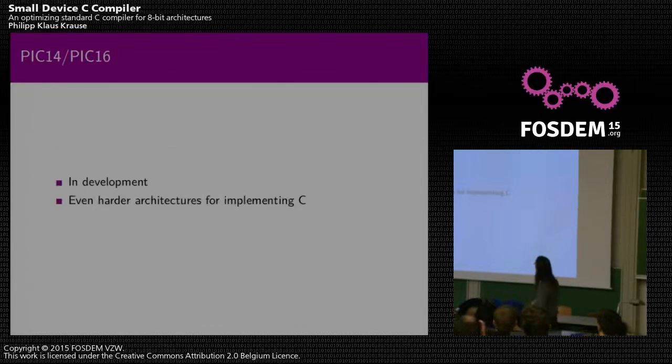OK, now those PIC targets. Those PIC targets are in development, so they are not as feature complete and as bug free as the others yet, and they have been so for a long, long time. The architectures are even harder in targeting C. Nowadays, the PIC16, so the PICs with 16-bit long instructions, are nearly there. The PIC14, those with the 14-bit long instruction words, are still far from the other targets. For small programs, it works. If you write a bigger program, you will most likely run into compiler bugs if you're targeting the PIC14.